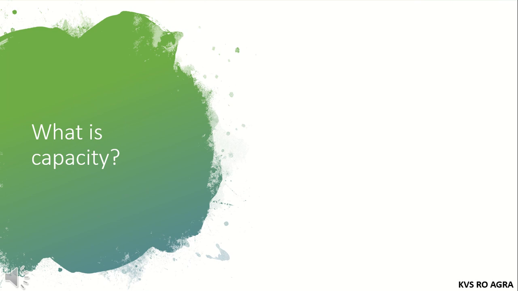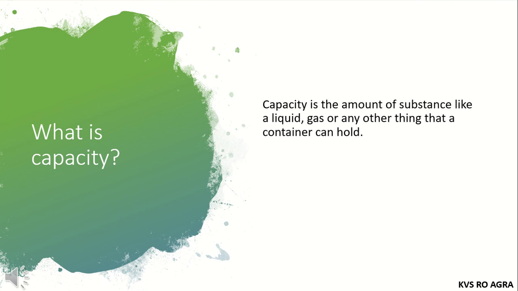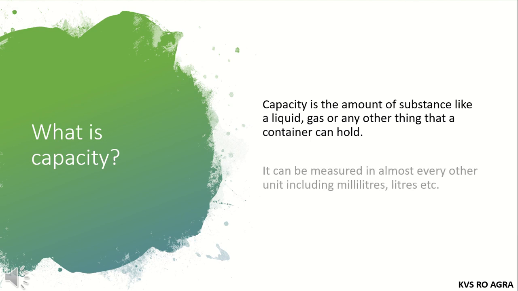So children, what is capacity? The amount of substance like a liquid, gas or any other thing that a container can hold is called its capacity. It can be measured in almost every unit including milliliters, liters, etc. Like we measured the capacity of the egg tray in terms of eggs and of water bottles in milliliters.